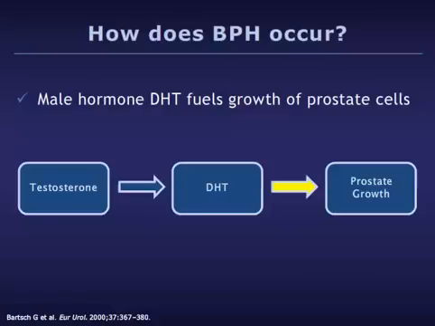Testosterone is converted in the body to another hormone called dihydrotestosterone, or DHT, and it is this hormone that regulates the growth of prostate cells. The complex processes that ultimately lead to BPH are beyond the scope of this presentation.